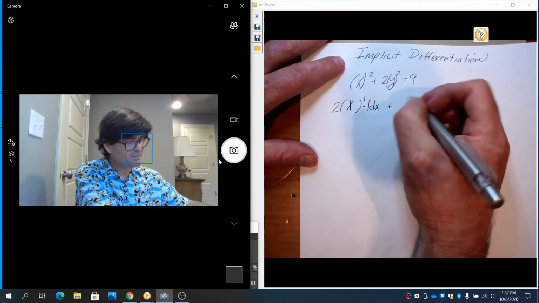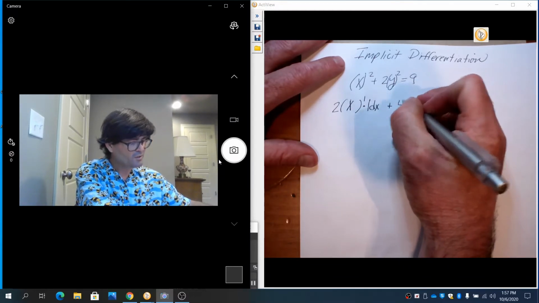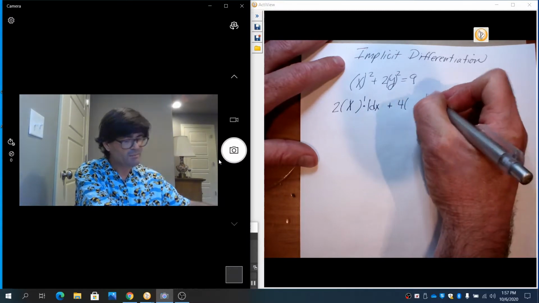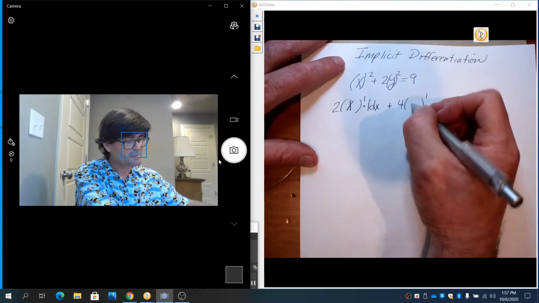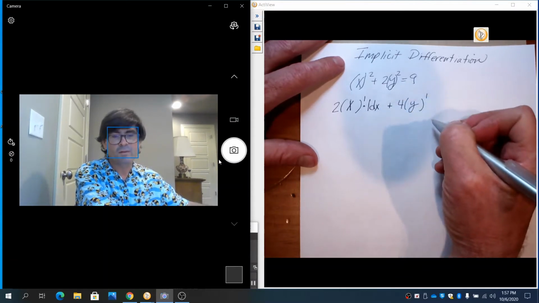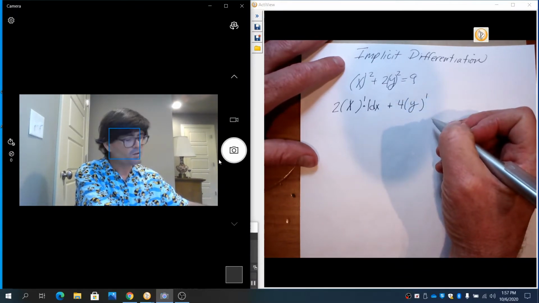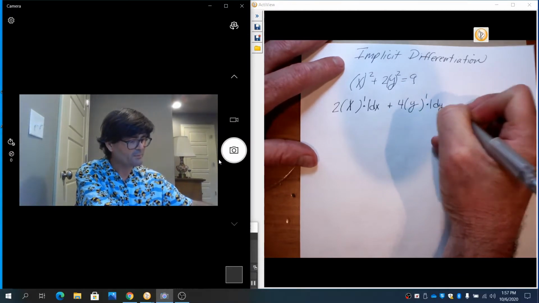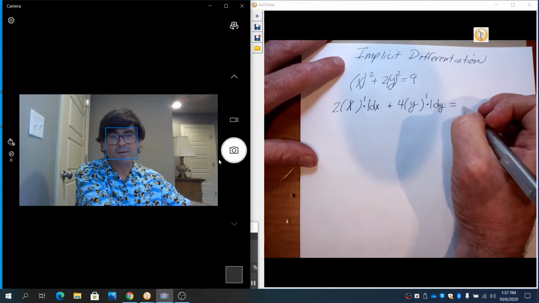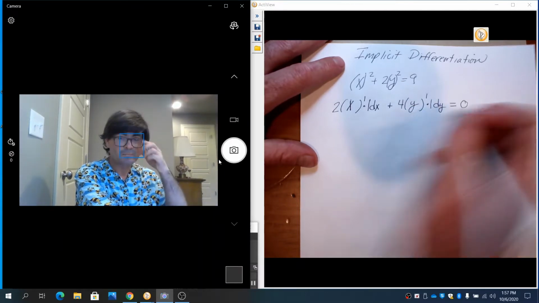For this, we're going to have the 2 come down. So the first step is 4 something to the first. That's the outside derivative. The second step is you rewrite y, and then you multiply by the derivative of y, which is 1 dy, and then finally the derivative of 9 is 0.